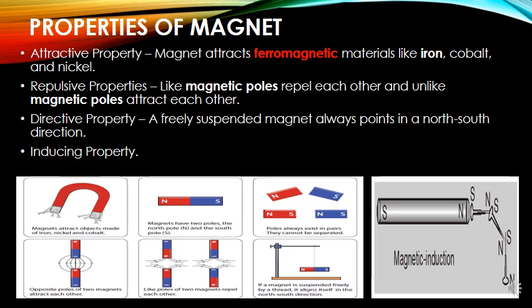Hope you all understood all the properties of a magnet. The first one is attractive property, and it will not attract all the materials. It will attract only ferromagnetic materials. And the second one is repulsive property. That is, the like poles of a magnet repel each other. That means they move away. And the third one is directive property. That is, any magnet which is freely suspended will always point in north-south direction. And the fourth one is inducing property. That is, temporary inducing of magnetism into ferromagnetic materials. This is the fourth property.